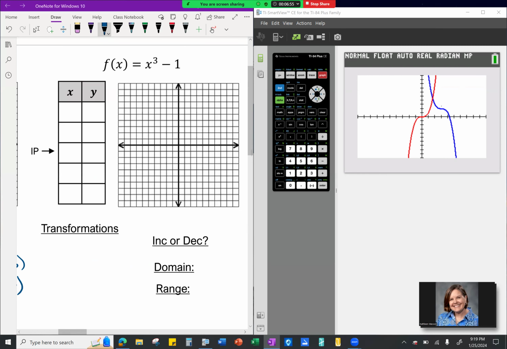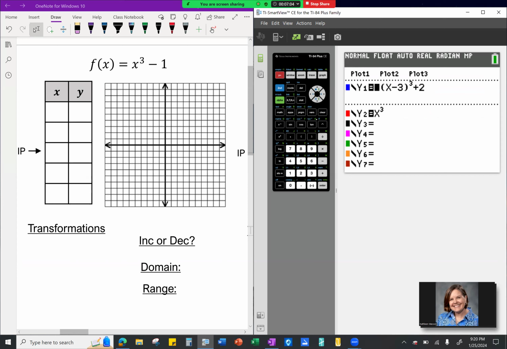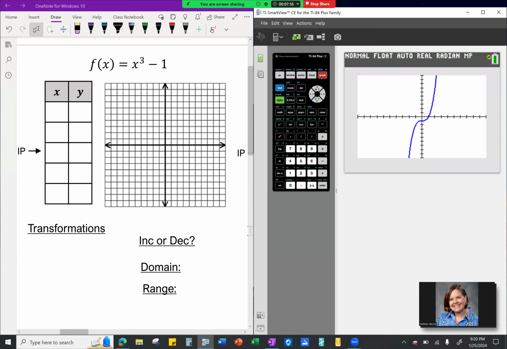The next graph I have is x cubed minus 1. So I will draw this graph. Compared to the original, it shifted down 1. There's only one transformation. It's this right here. My inflection point is at 0, negative 1. You can see that it moves up and down, but not left or right. And I don't change shape or direction.